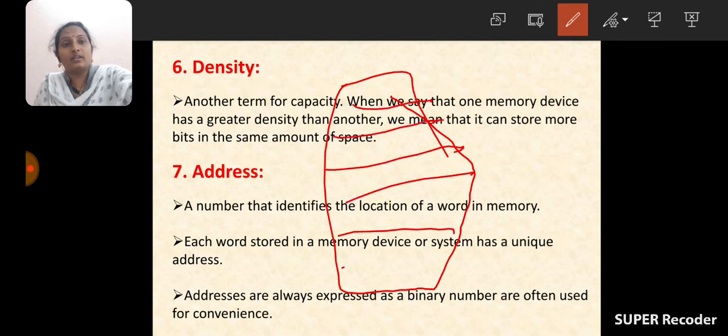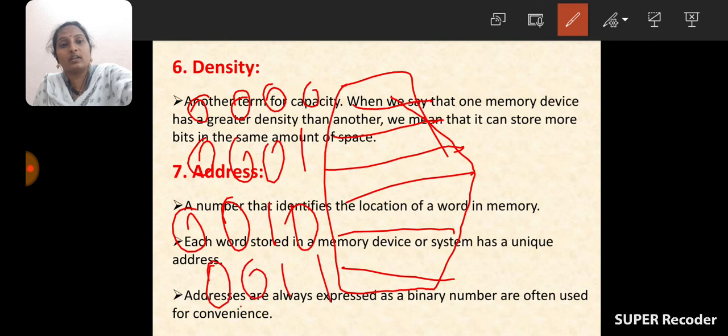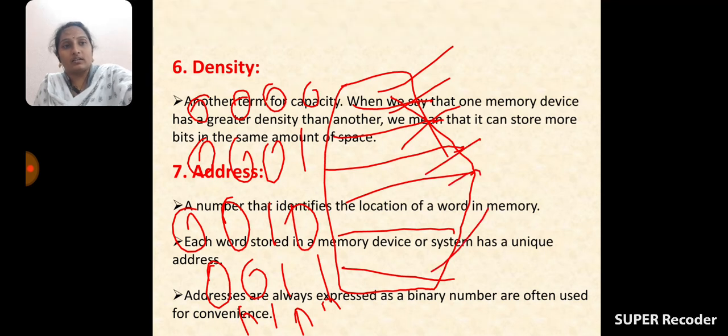This is a memory. The address of the first one is 0000, the next one is 0001, the next one is 0010, the next one is 0011, the next one is 0100. So in this way the locations of memory are addressed. Is it clear?